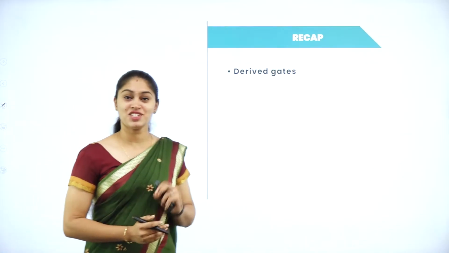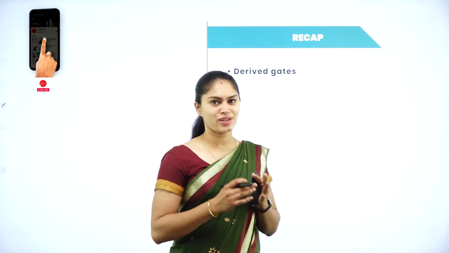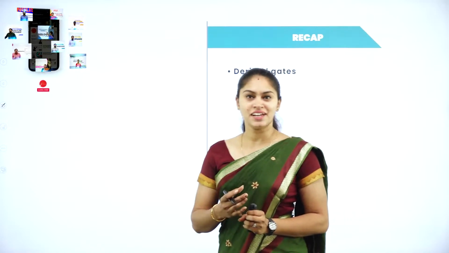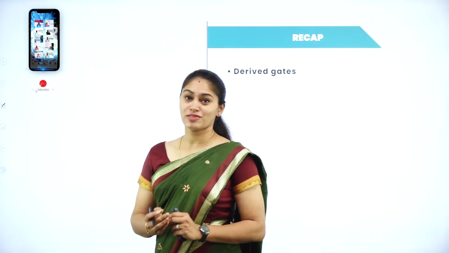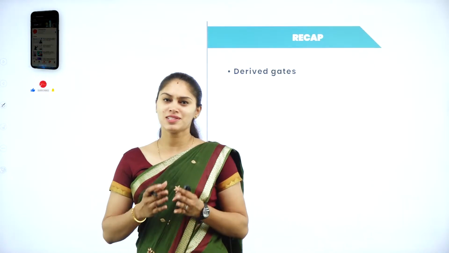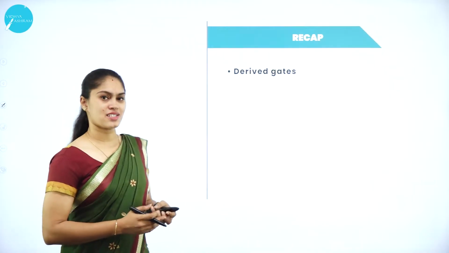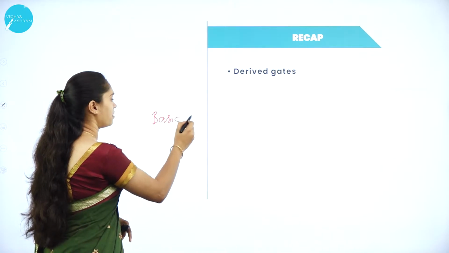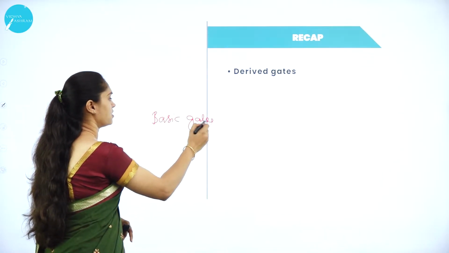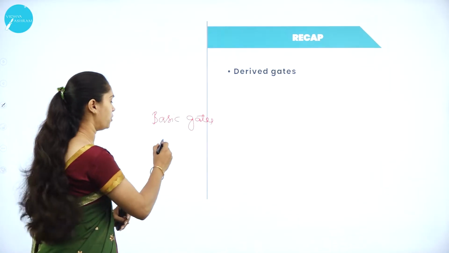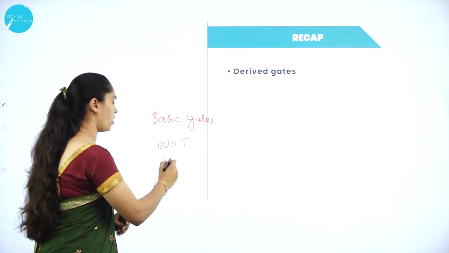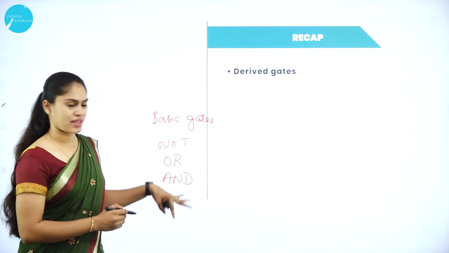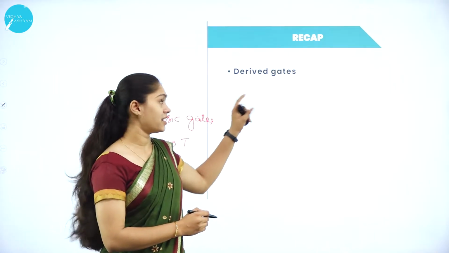So in my last session, we learnt about derived gates. So what are derived gates? Derived gates are the gates that are designed or implemented by making use of the basic gates. That was the definition of derived gates. We also know that we have several basic gates. Which are the basic gates? The basic gates include NOT gate, OR gate and AND gate. By making use of these basic gates, we are going to create derived gates.